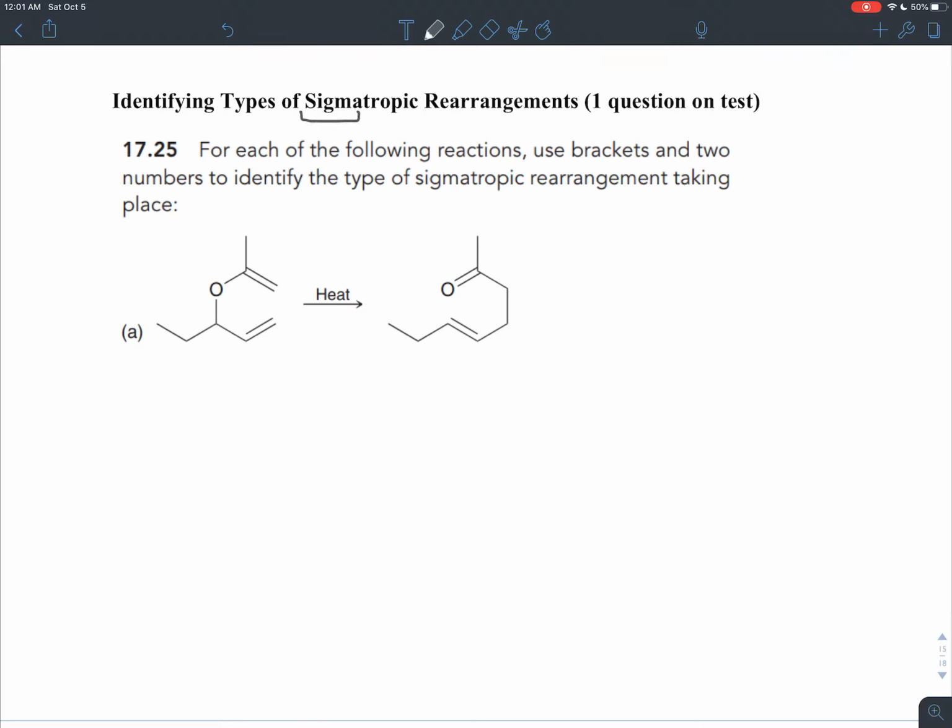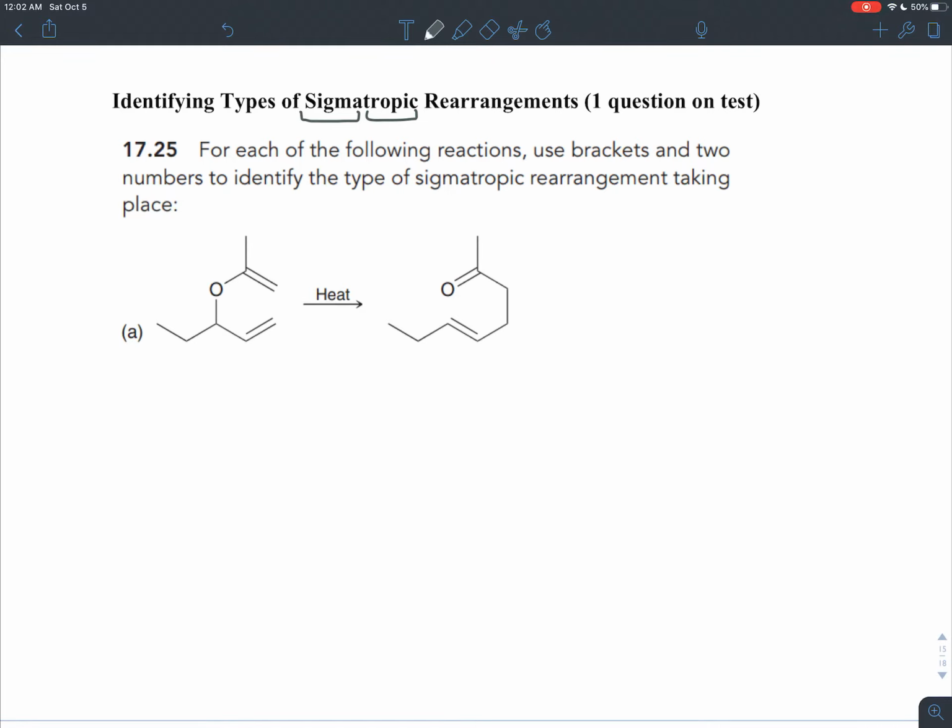Sigmatropic rearrangements are rearrangements where a sigma bond moves. So there was a sigma bond in one place that goes away, and there wasn't a sigma bond in another place that appears. So that's what's happening in these sigmatropic rearrangements, and it's happening because of the overlap of the ends of these molecular orbitals. It's a common pattern in this whole chapter.